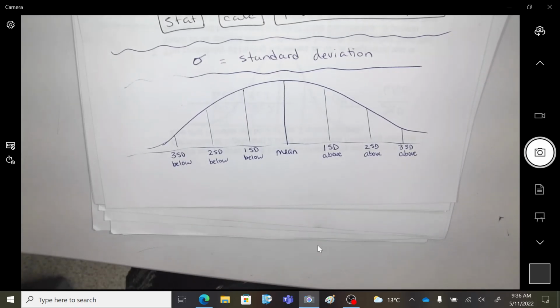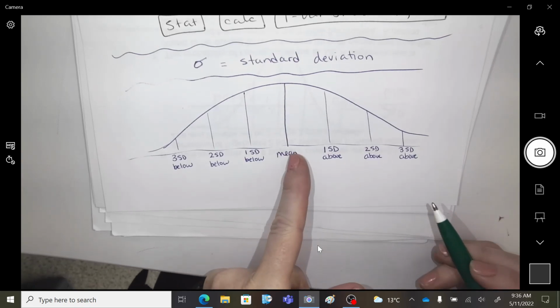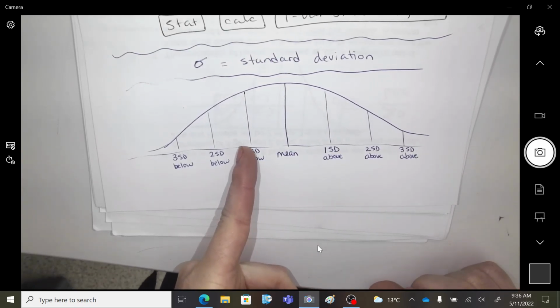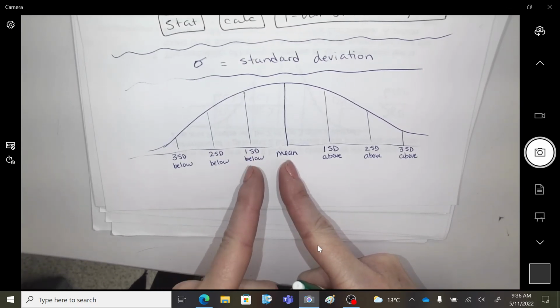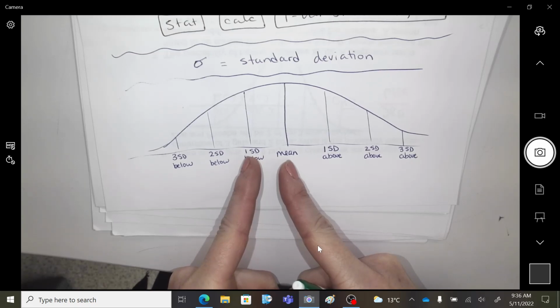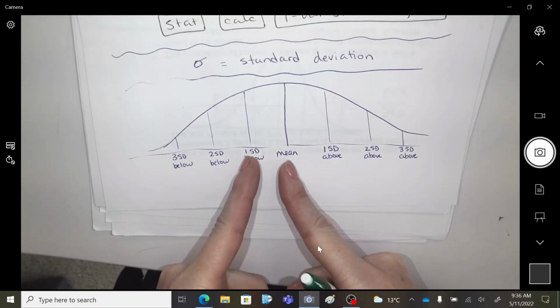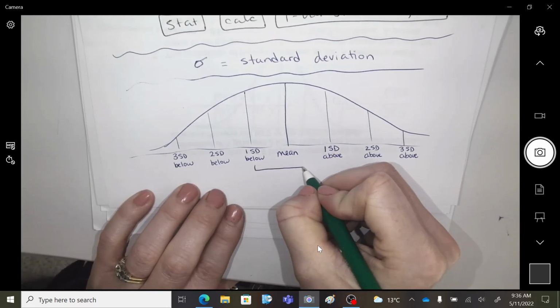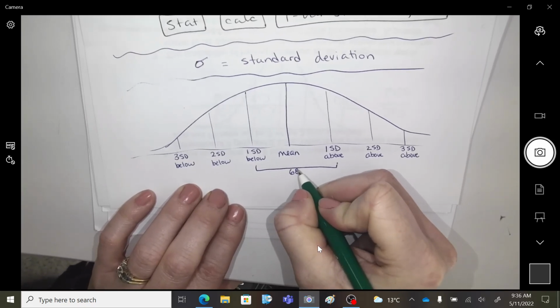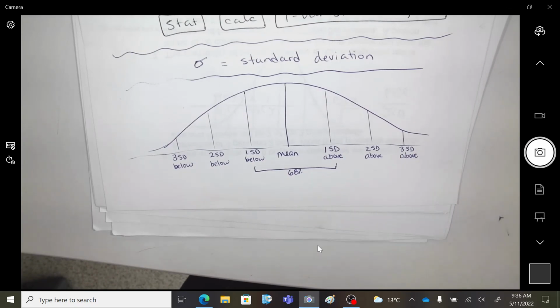I'm going to give you just a very vague example. If I had a class who had a test average of 70 with a standard deviation of 5, what would be this score? My mean is 70, standard deviation is 5. What would this test number be? 65, and this would be a 75. Then I could say 68% of my students scored between 65 and 75% on their test.